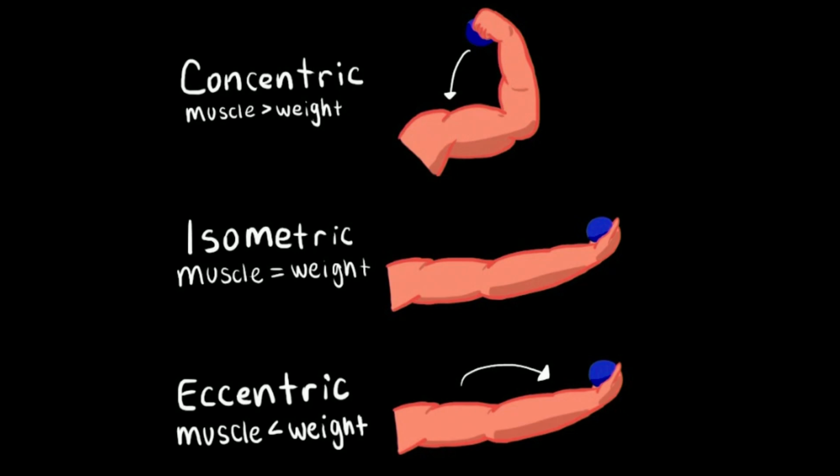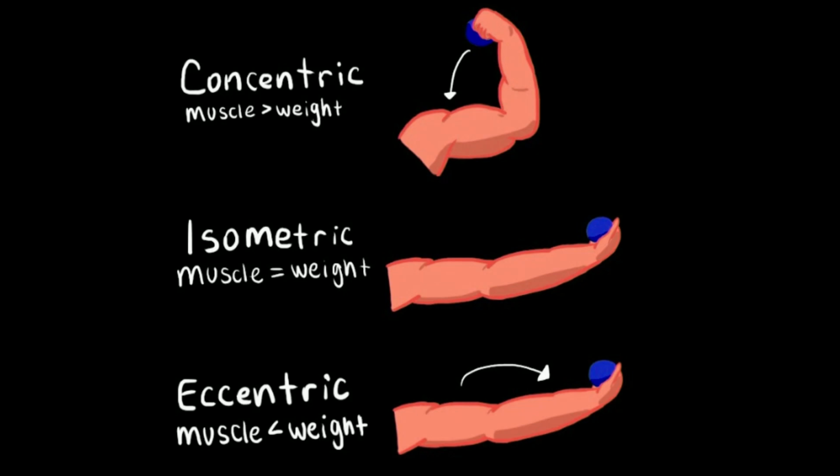The next type of muscle contraction is eccentric. During an eccentric contraction, the external load or the force applied onto the muscle is greater than the maximum muscle force being produced. As a result, the muscle lengthens due to the high load. One example is lowering a bicep curl.